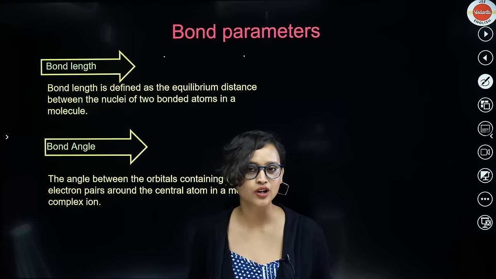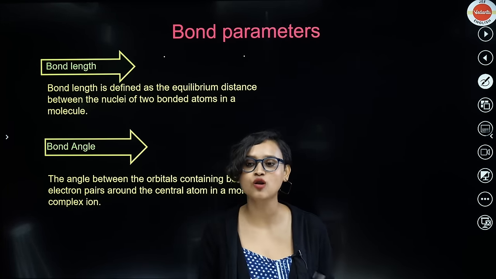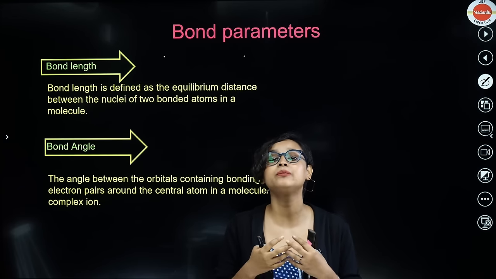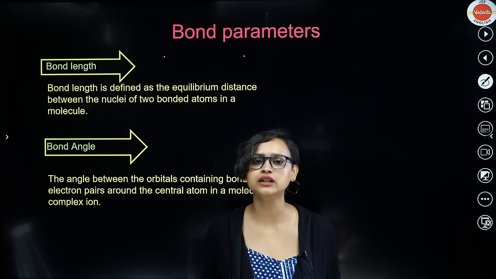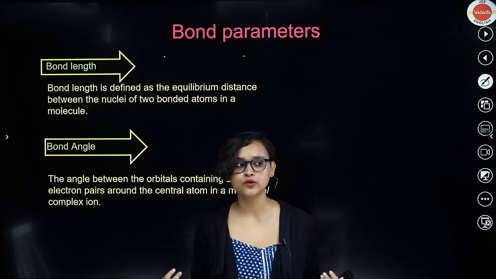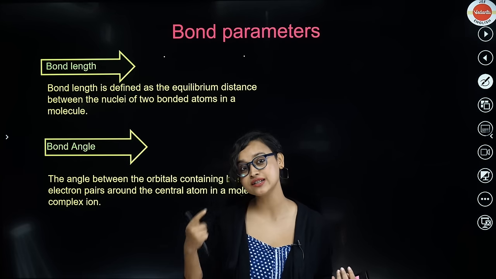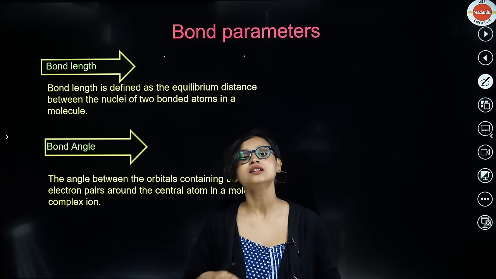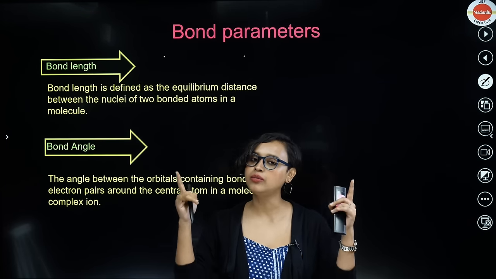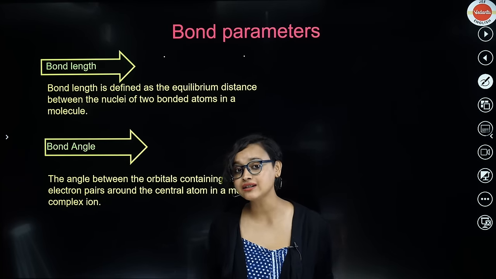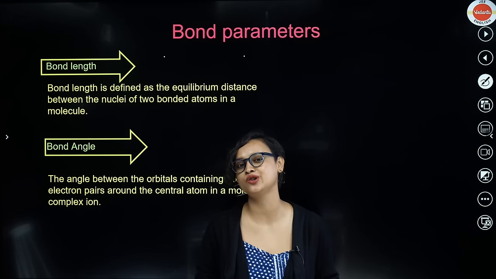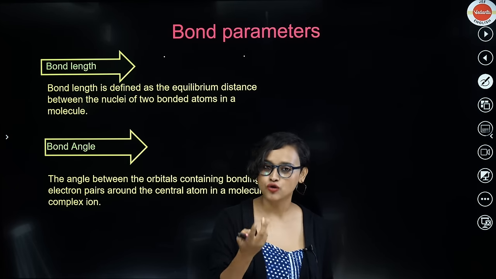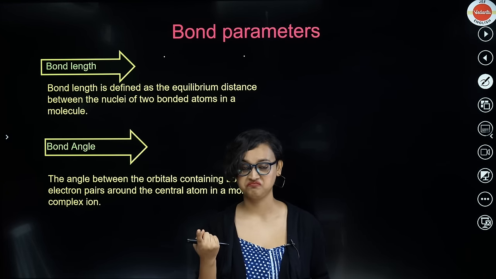Now that we have understood how the bond has formed, let's talk about some of the bond parameters. What are parameters? Like if I talk about myself, you will ask me, ma'am, what's your height, ma'am, what's your weight, ma'am, what is your chashma power, right? So these are my parameters, isn't it? The same way, when we talk about a bond, there are certain characteristics, certain properties that we want to talk about the bond. So obviously, bond length comes first.